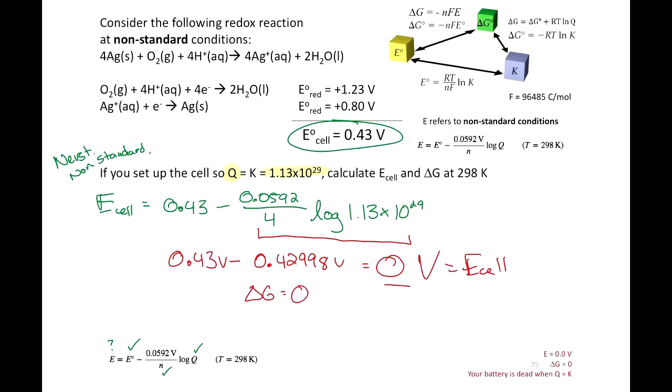Right? Delta G is 0. And again, if you plug in to calculate delta G, remember delta G is negative nFE. So if E is 0, delta G is 0. All right, so the forward direction is not spontaneous. Your battery is dead now, once the concentrations inside your battery are equal to your K equilibrium concentrations.